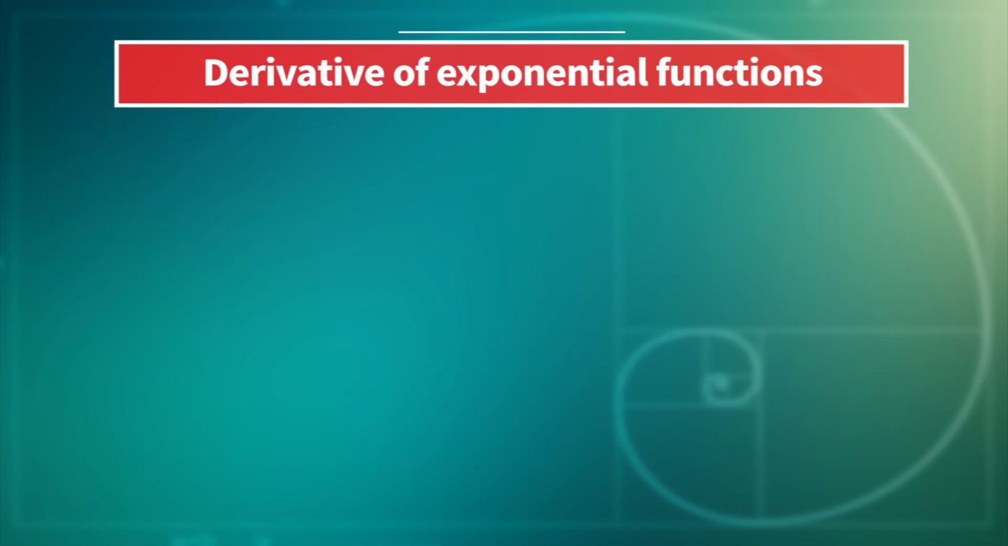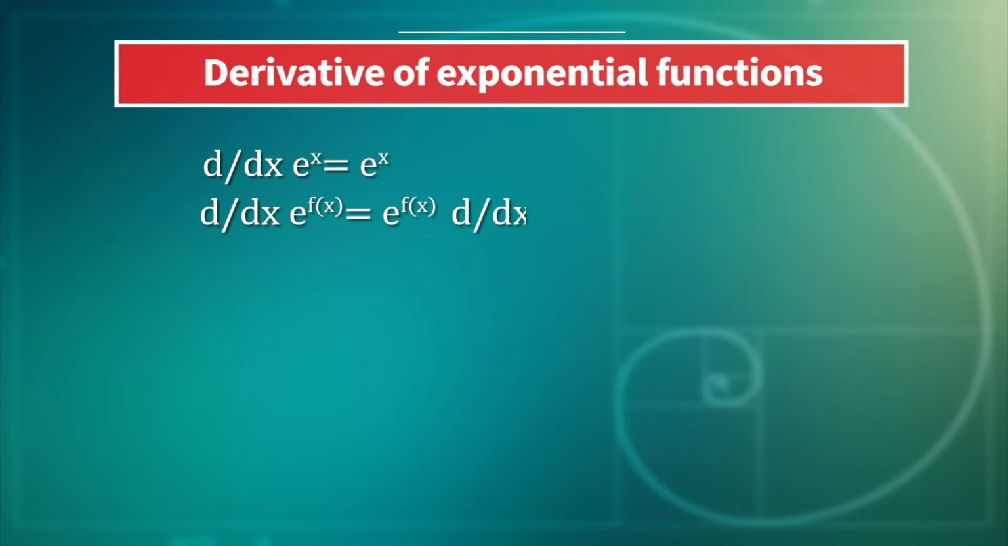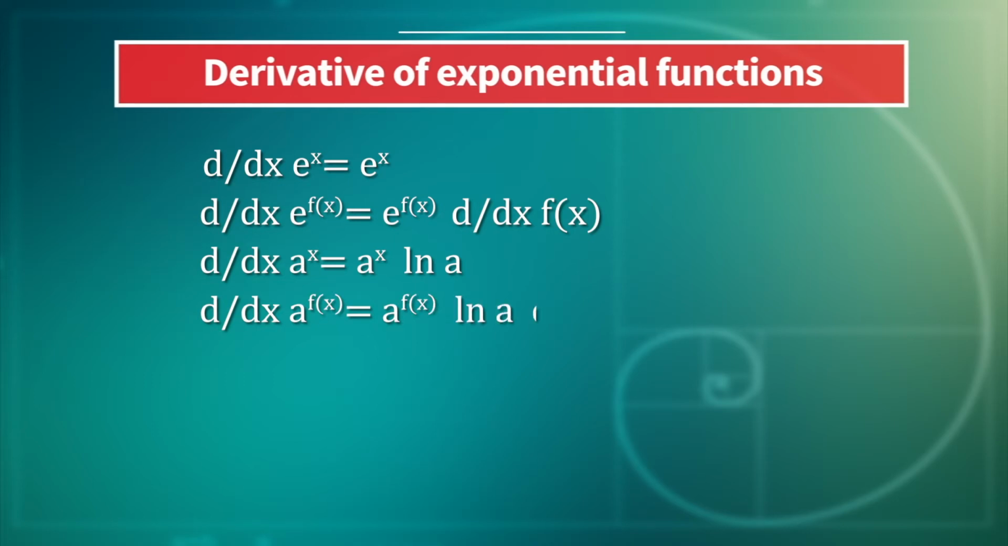Now, derivative of exponential functions. d by dx of e raised to x is equal to e raised to x. d by dx of e raised to f(x) is equal to e raised to f(x) into d by dx of f(x). d by dx of a raised to x is equal to a raised to x into ln a. d by dx of a raised to f(x) is equal to a raised to f(x) into ln a into d by dx of f(x).